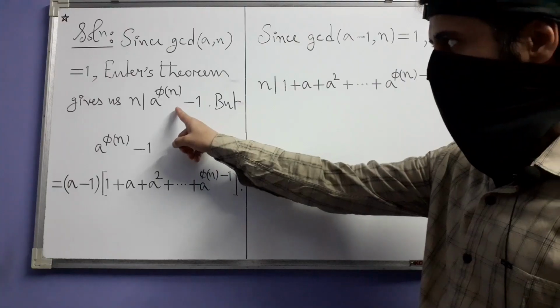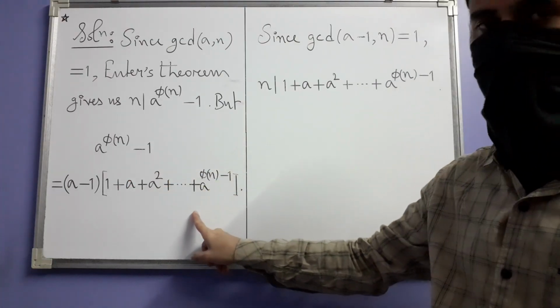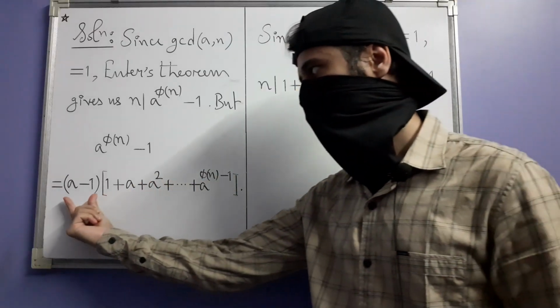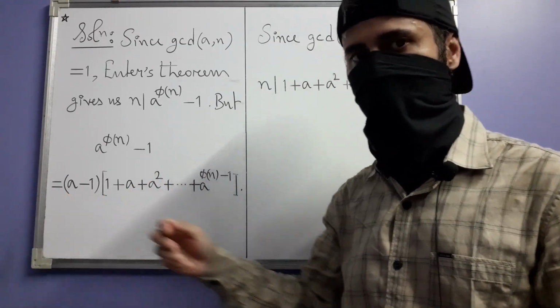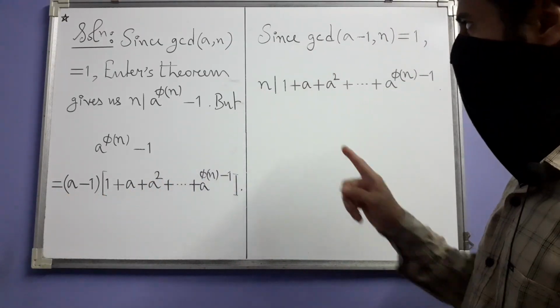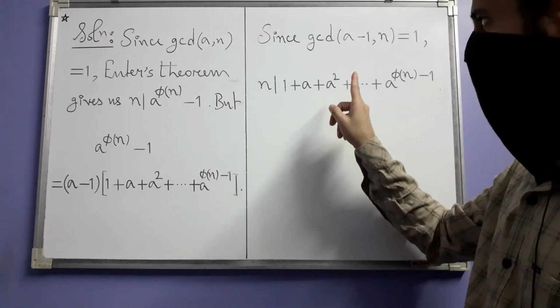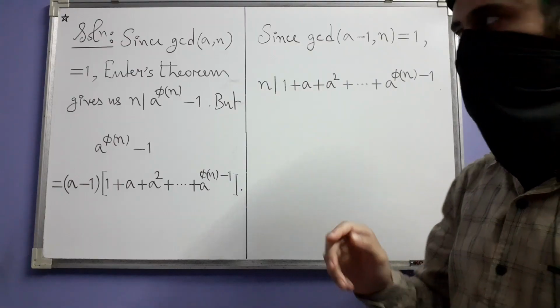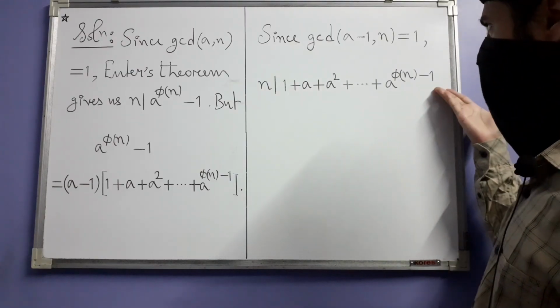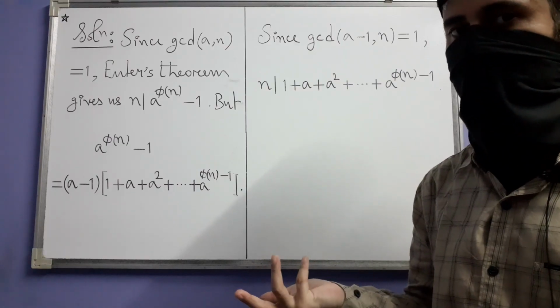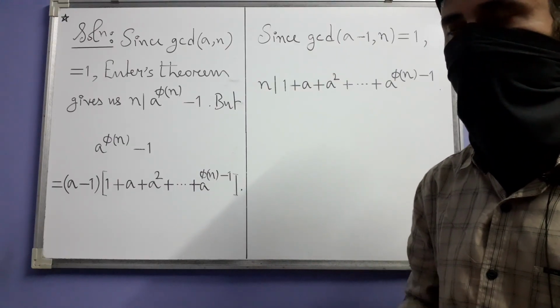Now n divides this difference means n divides this product, but it's also given that n is relatively prime to this. So that means from properties of divisibility, n then has to divide this factor. And when you express this as a congruence, it means that this thing is congruent to 0 modulo n. So that's what gives you the solution.